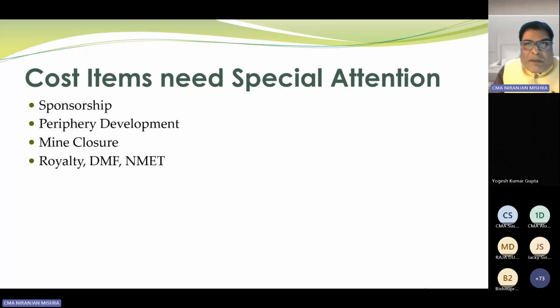So you have to see that very carefully. And sometimes what is happening is that IBM gives the cost area-wise, location-wise, and on the basis of the mining plan. So you have to also see that. Royalty, DMF, NMT, we have discussed. So those are the things.